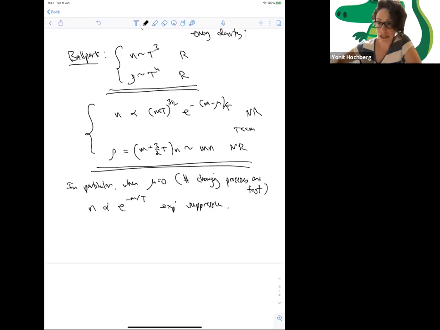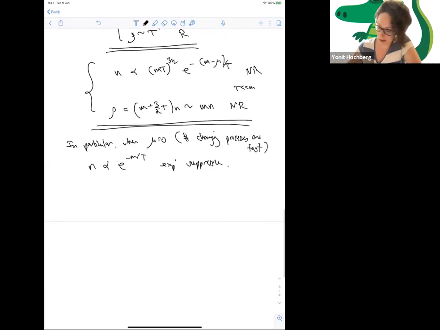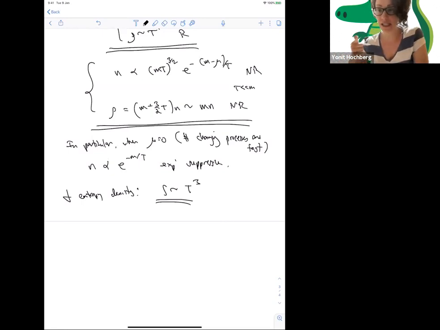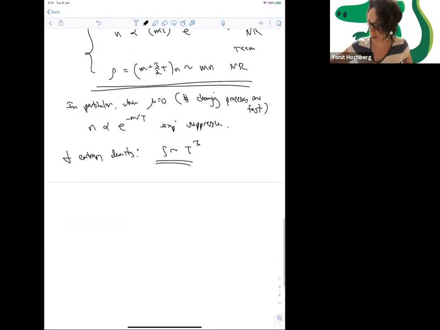And the last thing that we're going to need is the entropy density. And entropy density is going to scale like temperature cubed. This is when it's relativistic, it's dominated by relativistic species. So we have the scalings for number densities, entropy density, and energy density. And now let's write out our Boltzmann equations. That's going to be the next thing that we're going to need.